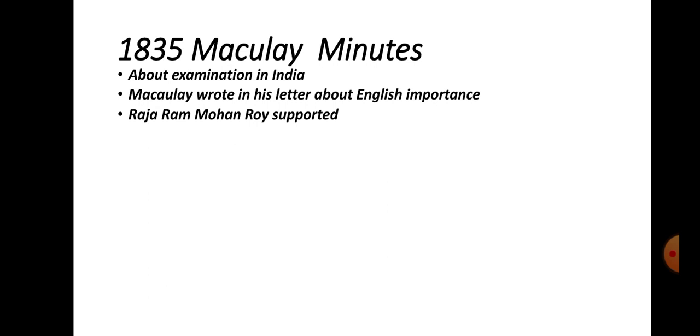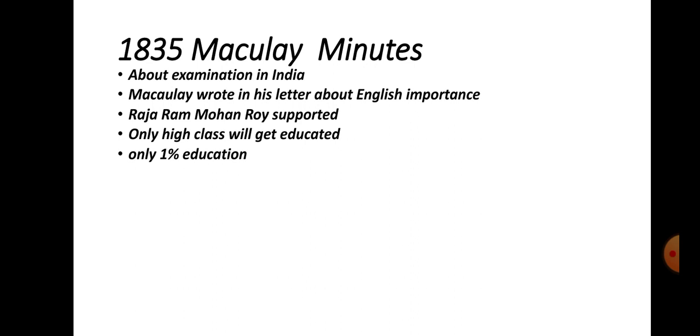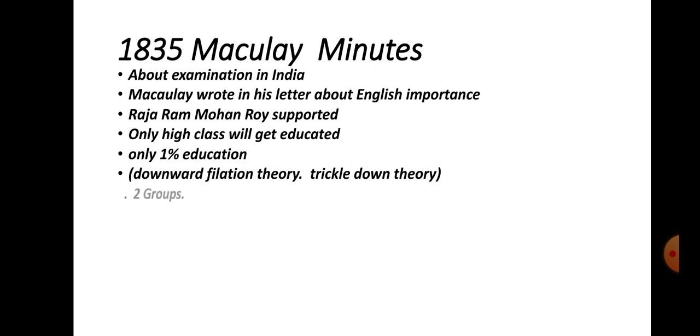Okay, so for that Raja Ram Mohan Roy supported. And here the main important point is, only the high class will get educated and only 1% will get education. High class, only male and high class people. Okay, and it also has another name, that is downward filtration theory or trickle down theory.